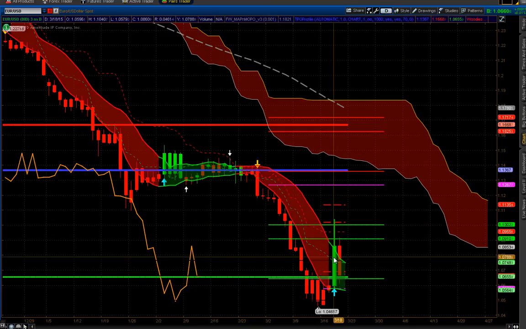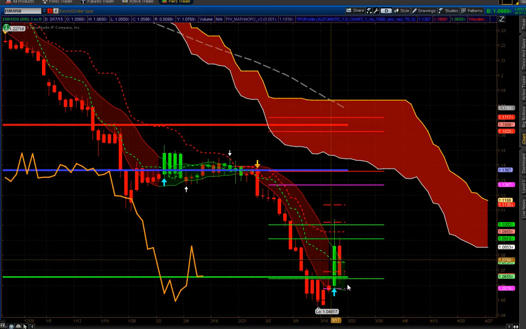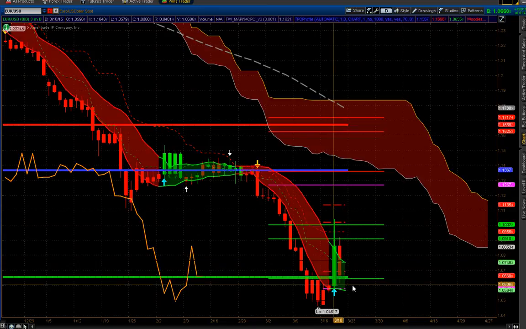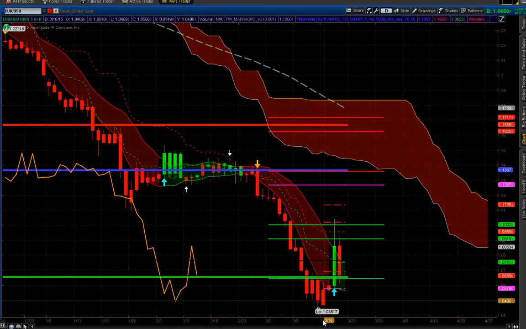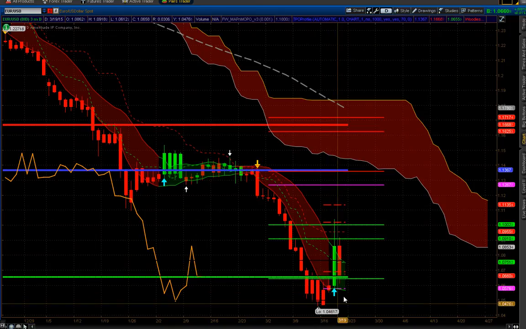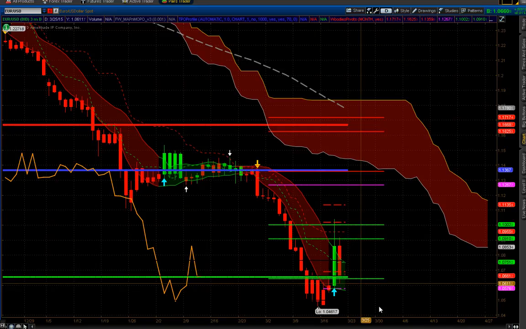Gann says that when you're close to a bottom or a top, prices tend to blow off steam, like a train. It's just blowing off steam. So there's going to be a lot of volatility in the next couple of days.